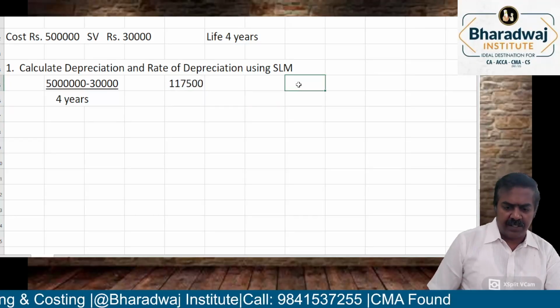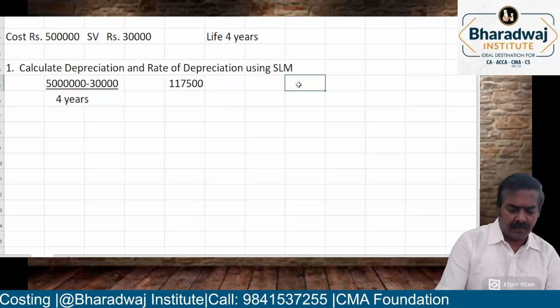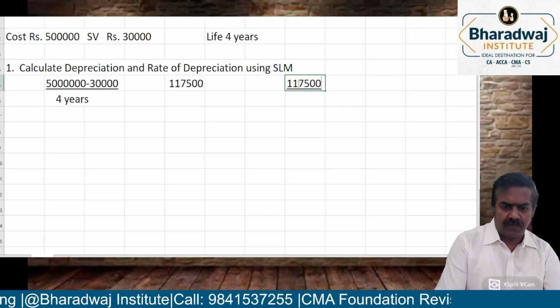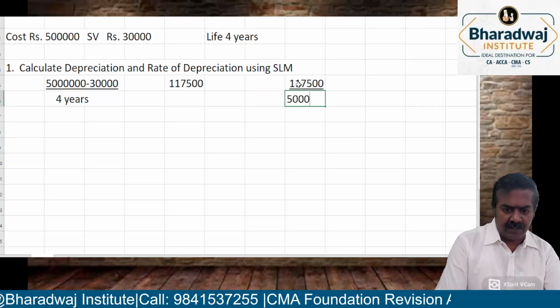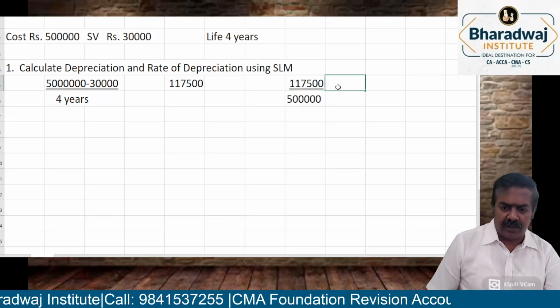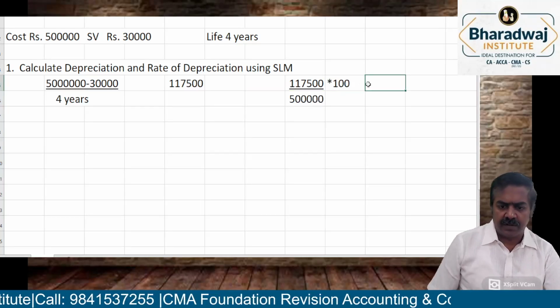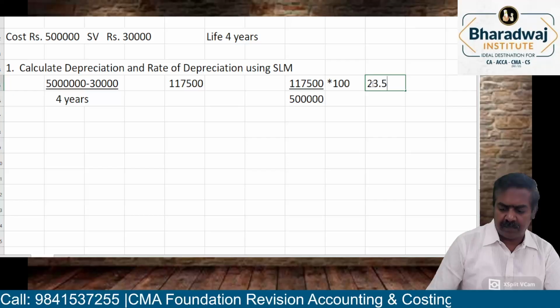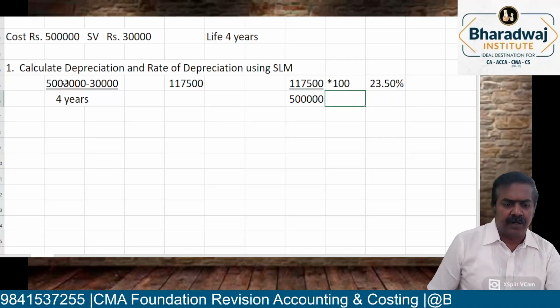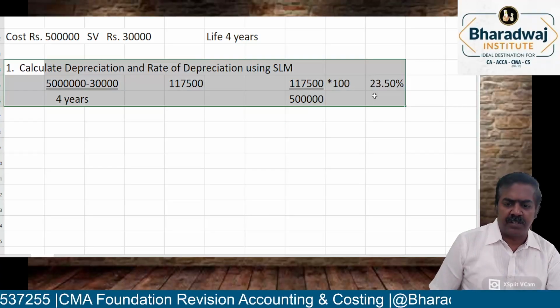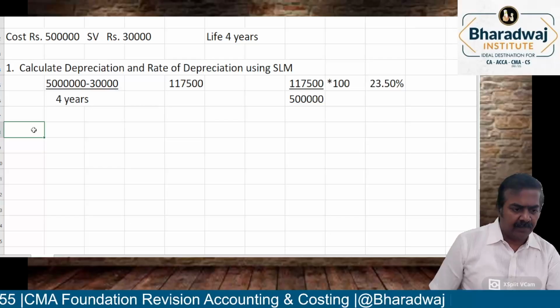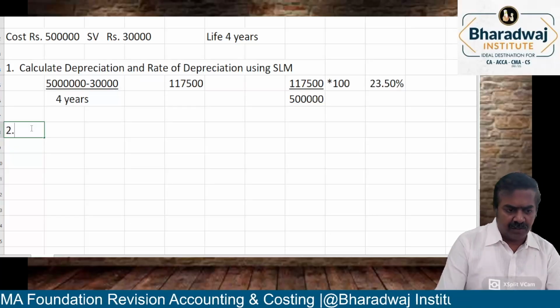What is the rate of depreciation? Depreciation divided by cost of the asset, 5 lakhs into 100. How much? 23.5%. This is using which method? SLM. Okay, same question.